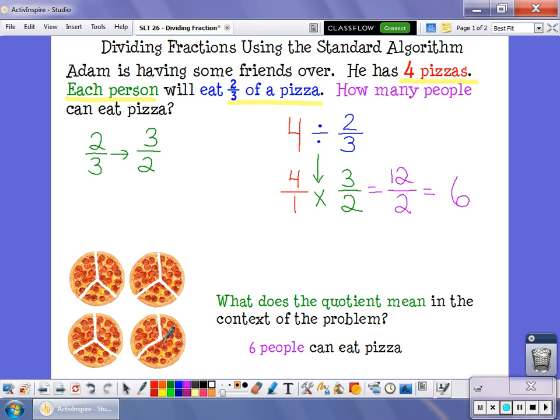And then each person's going to get 2/3. So one person will eat these 2 sections. Another person will eat these 2. One person gets these 2. And then a 4th person, a 5th person, and a 6th person will get these last 2 pieces. So we can see using our picture that 4 divided by 2/3 is also 6.